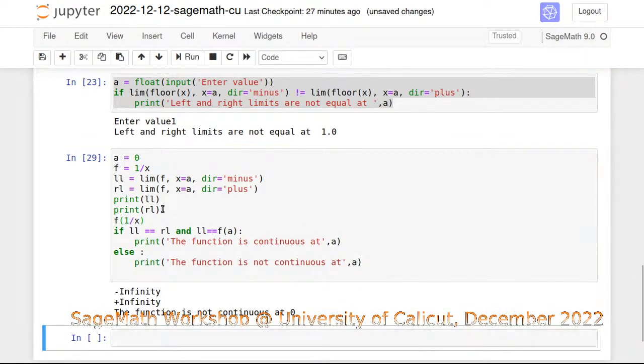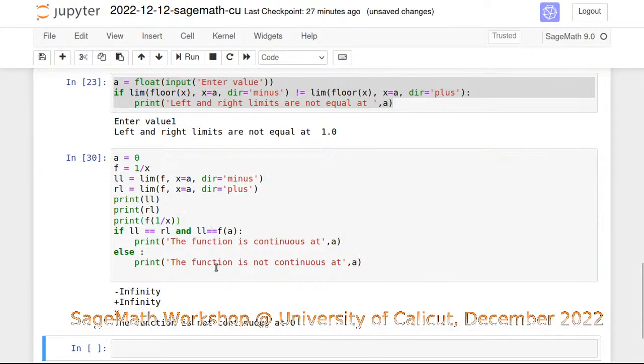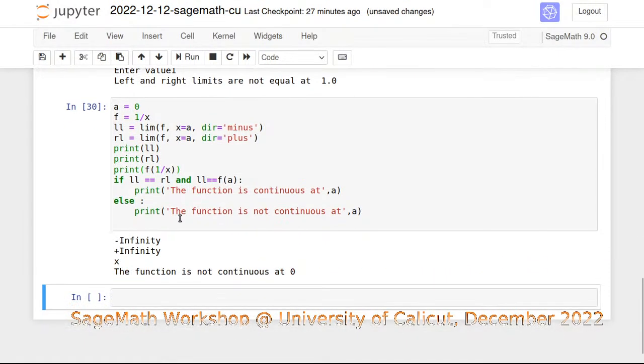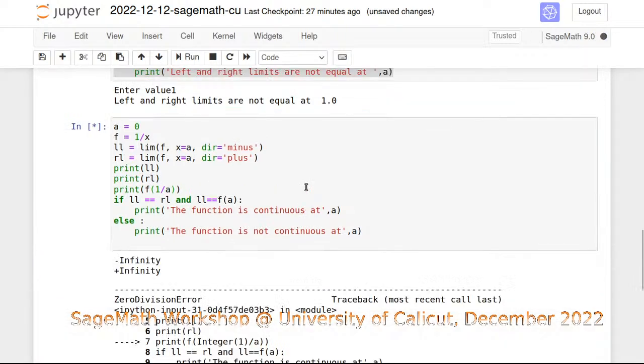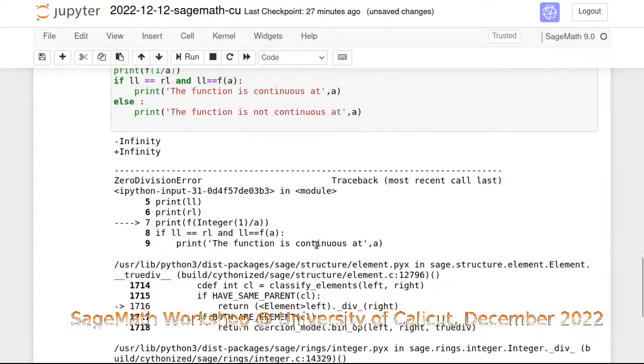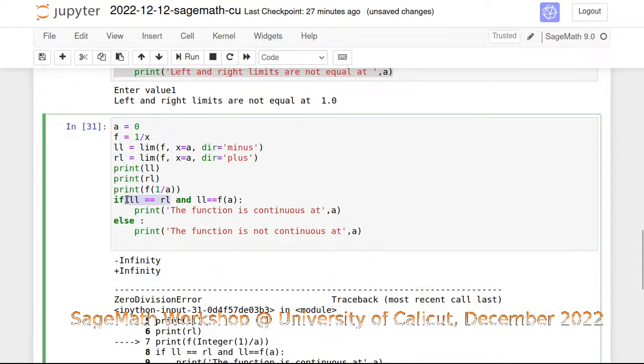It says, sorry, one print is required. What is this into mark? F of 1 by x. Oh, 1 by a we need. So division by 0. Okay, that's also happening. Anyway, I think it's failing at this RL. So what happens is that it's failing here itself. But if you put this LL equal to f of a condition in the beginning, the problem is that it will try to evaluate f of a, and it will fail and create an error.